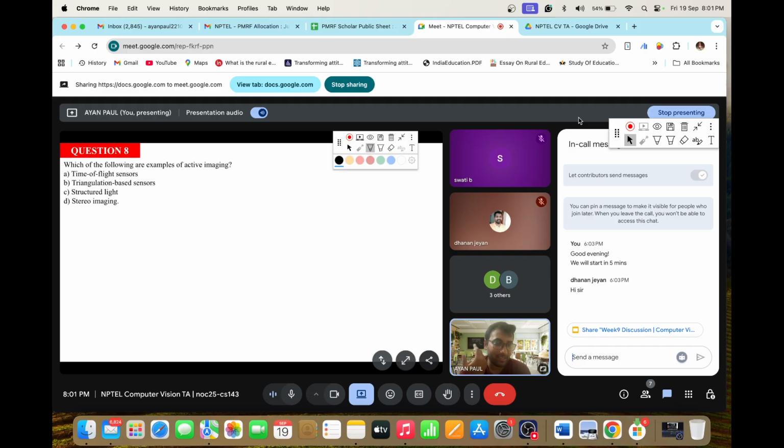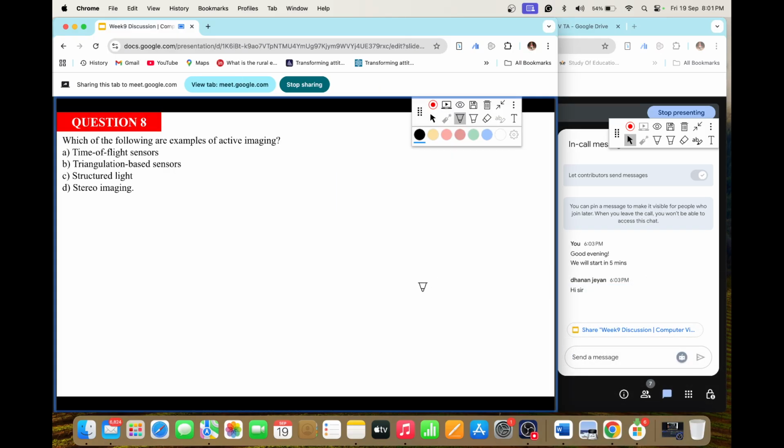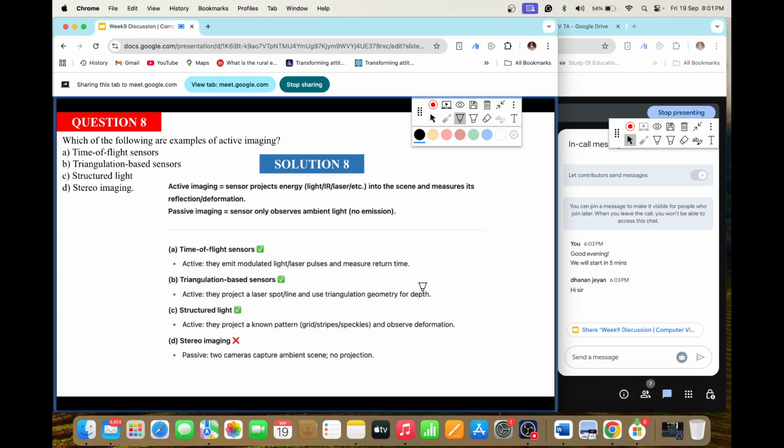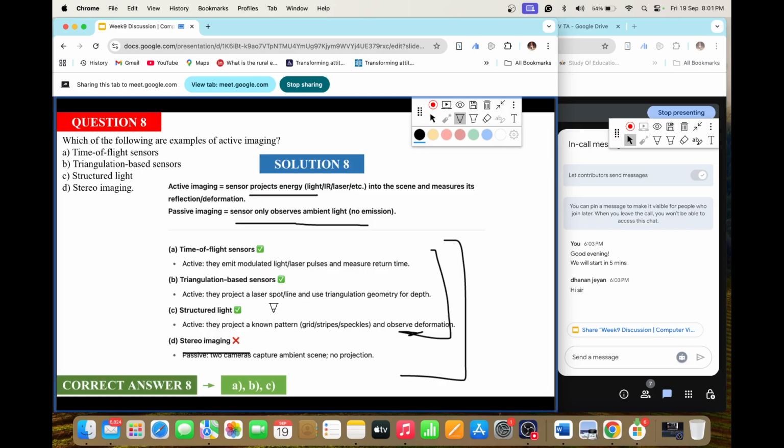Okay. So this is very simple. This is just a pure theoretical question that has been given to you. Active imaging, you can just read out, is where the sensor projects energy. Passive imaging, the sensor only observes the ambient light. So stereo imaging is not an example. The other three are examples of active range imaging: time of flight, triangulation based sensor, and structured light. Again a pure theoretical question. So A, B, and C are the correct answers.